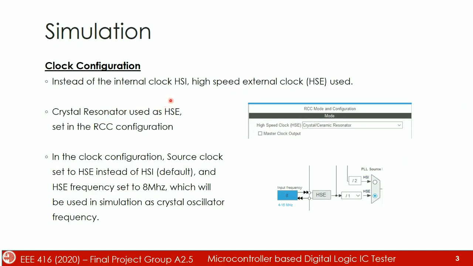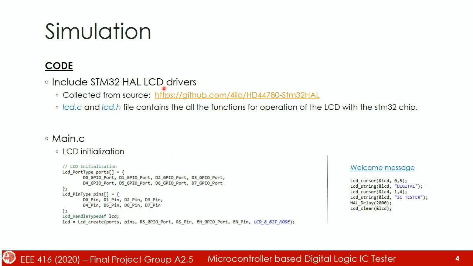Now for the clock configuration, instead of using the internal clock HSI, we have used a high-speed external clock, HSE. For that, in the clock configuration, we have to connect the source clock to the HSE and set the input frequency to 8 MHz. Now, in order to drive the LCD using the STM32, we have to include LCD drivers which have been collected from the following source. In the main.c file, in the main function, firstly we initialize the LCD by defining all the data ports of the LCD, and finally creating an LCD object using the LCD create function. We create the LCD in 8-bit mode.